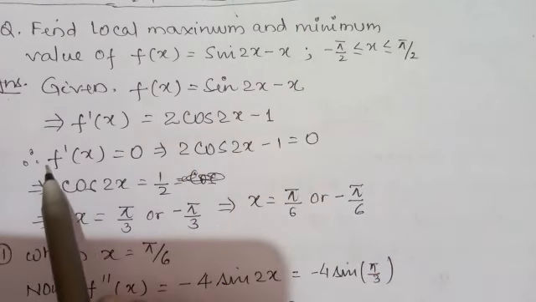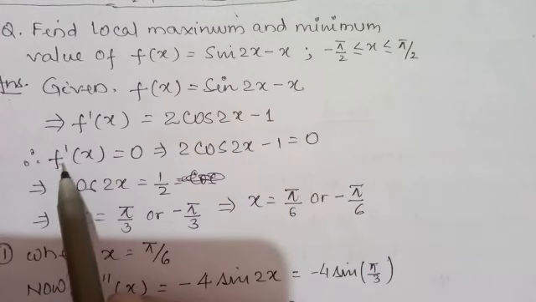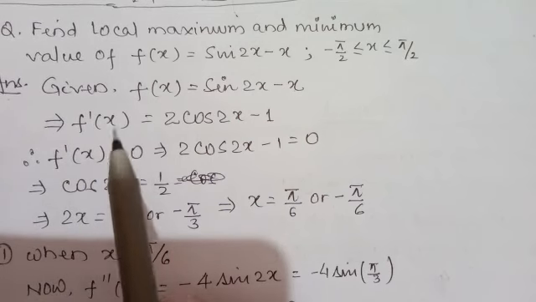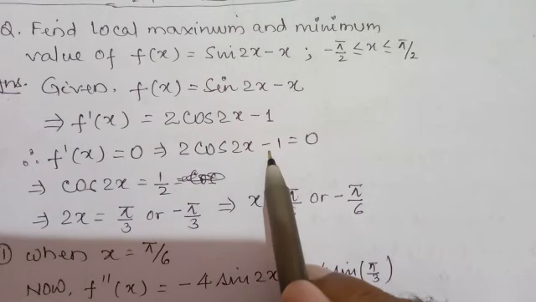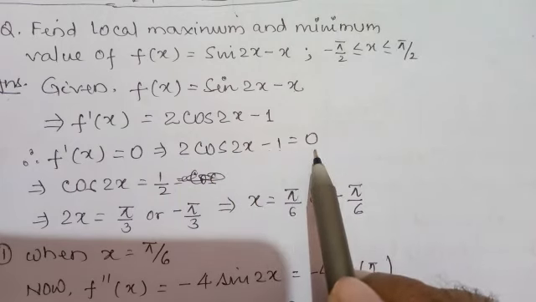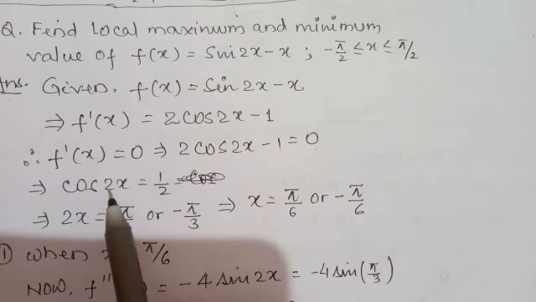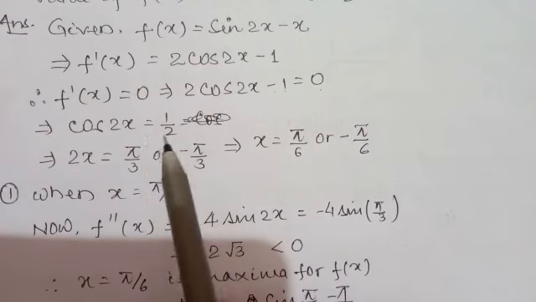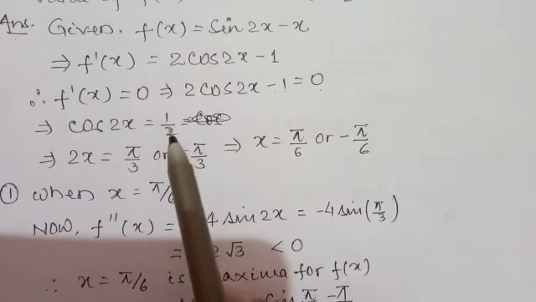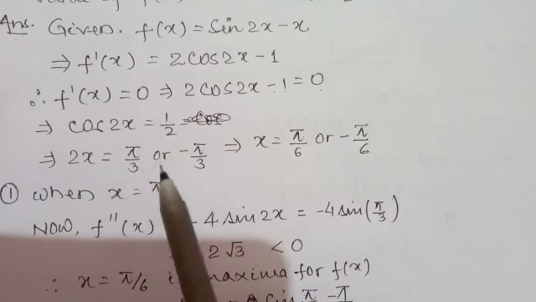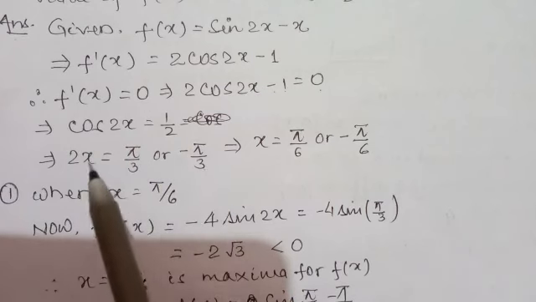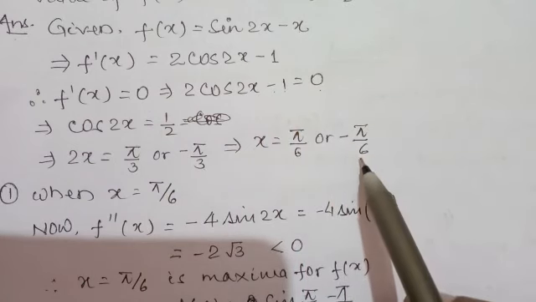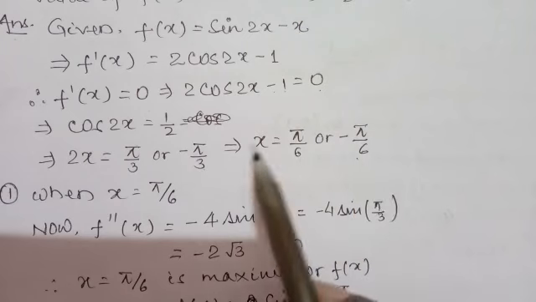In the next step, for maximum or minimum, put f dash x equal to 0. Then 2 cos 2x minus 1 is 0. Solve this: cos 2x will be 1 by 2, and 2x is pi by 3. So 2x will be pi by 3 or minus pi by 3, which means x should equal pi by 6 or minus pi by 6. Thus we have obtained two values of x.